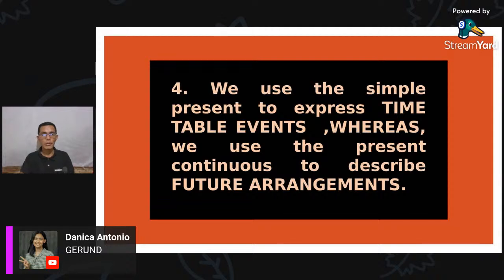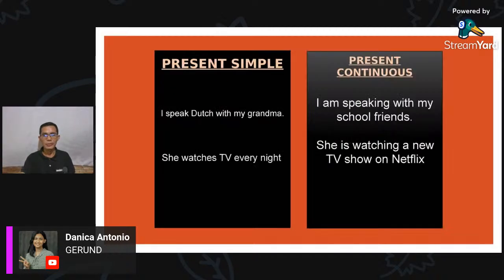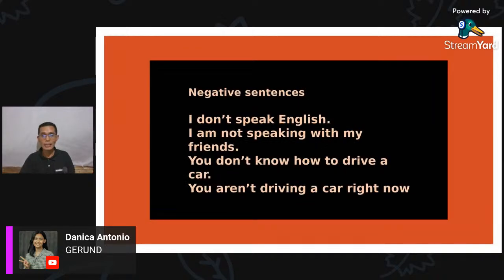Okay, and then fourth natin, we use the simple present to express timetable events. Yung mga schedule na events. For present continuous, future arrangements. O pwedeng next month, next year. Pero mostly ang simple present, we are talking about today. Malalaman naman natin kapag future kasi merong tomorrow, next week, something like that. Okay? So, I hope that's clear para po sa atin, and I hope you can start using present simple and present progressive sa ating mga sentences.